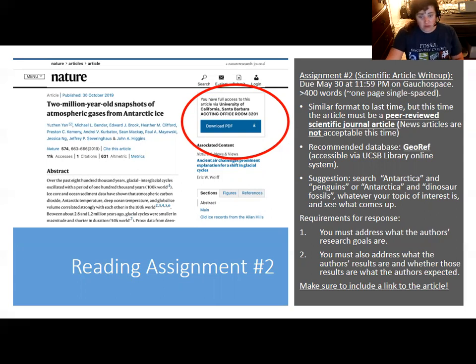So this time you'll need to address what the research goals of the authors are. And on that note, I would really recommend against picking an article that is a summary of other people's research, because it'll be very, very hard to do the assignment properly that way. You also need to address what the author's results are and whether those results are what the authors expected. And please make sure to include a link.